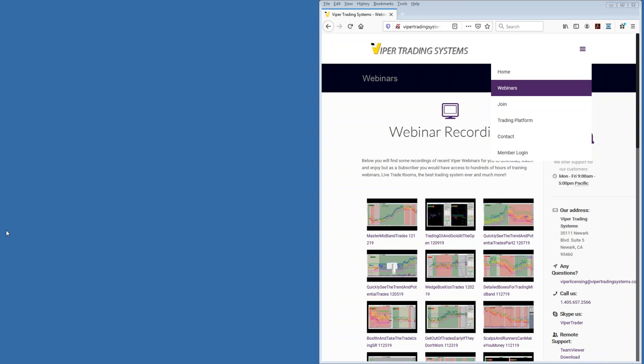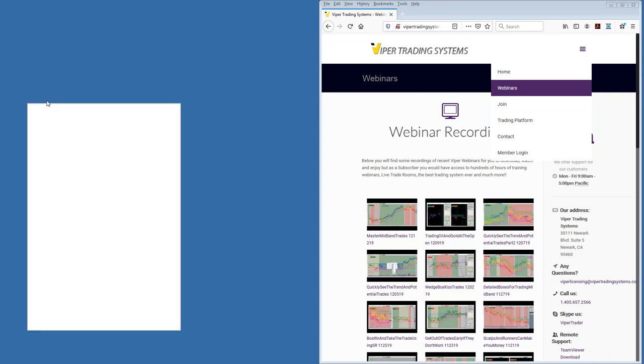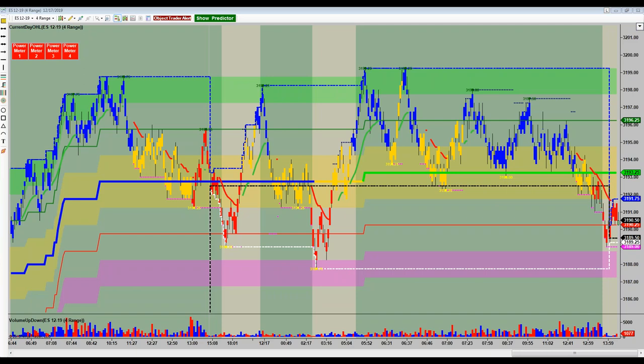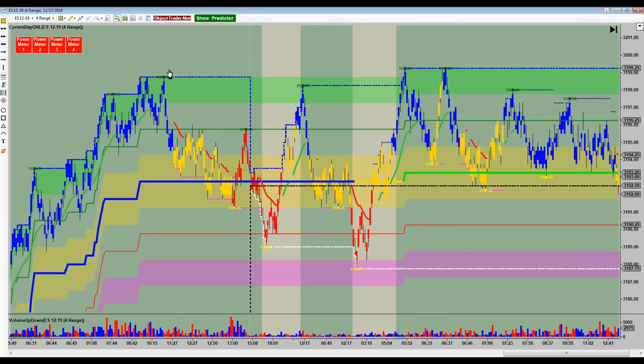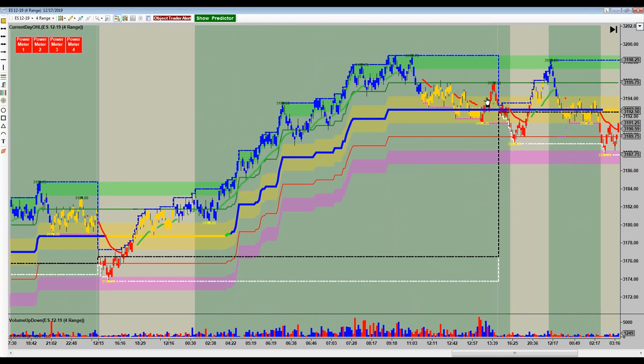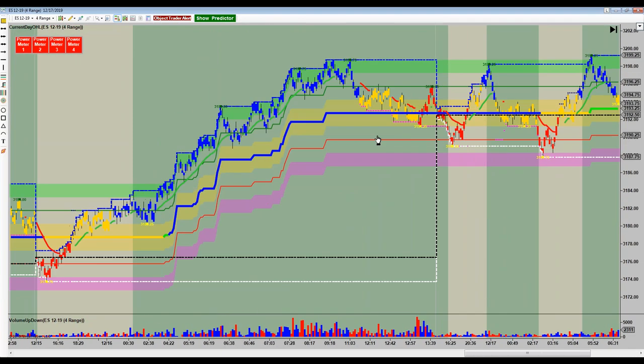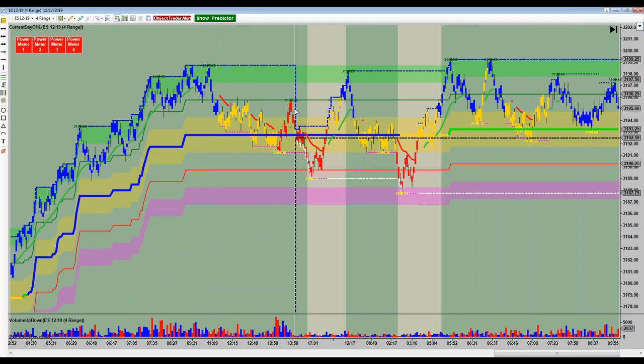All right, so let me start off with this. I have an ES chart on screen one. Let's get over there and take a look at it real quick. Stand by. All right, you should see an ES four range chart with our Viper indicators, my cursor moving back and forth. Does everybody see the chart? Yes, okay, cool, good.